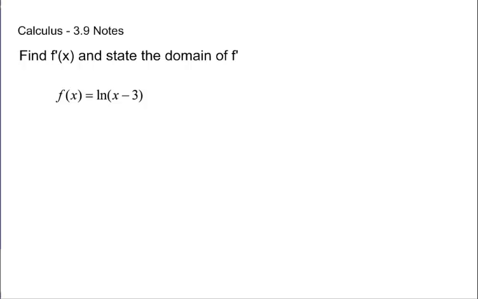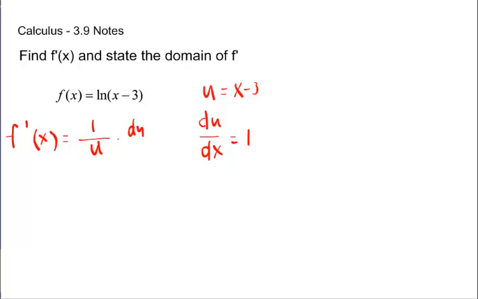Alright, on this guy, what we're going to do is take the derivative of the natural log of x minus 3, and then we want to also state the domain of this. And so let u equal x minus 3, and so du dx is 1. Hey, that's easy. So f prime of x is equal to 1 over u times du dx, which is 1 over x minus 3. No problem, right?